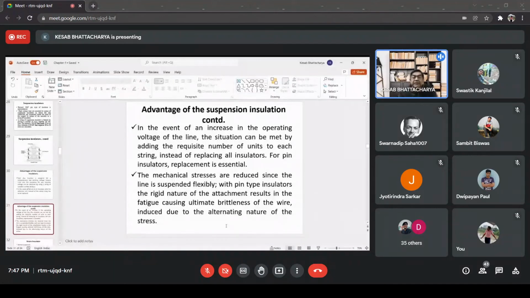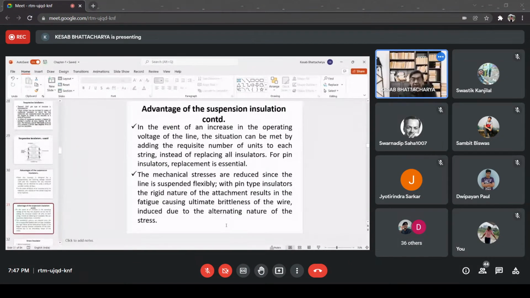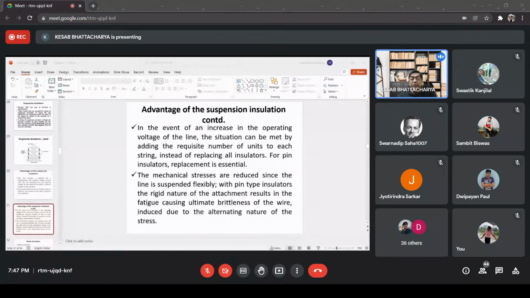The mechanical stresses are reduced since the line is suspended flexibly. At the bottom, where it supports the transmission conductors, and also at the top, from where it is suspended from the tower cross arm, at either end the insulators are suspended flexibly. That is why the mechanical stresses are reduced here.